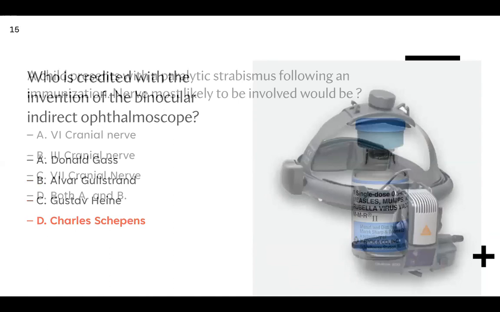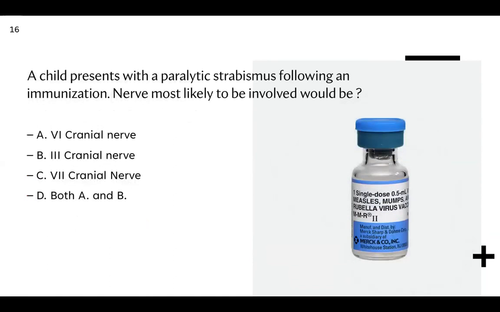Your next question: a child presents with paralytic strabismus following an immunization. The nerve that is most likely to be involved would be A, sixth nerve, B, third nerve, C, seventh nerve, D, both A and B are equally likely to be affected, which means the sixth and the third nerve may be affected. You have one answer that you need to choose. We have 10 seconds to go before the voting is closed. What is your right answer? Enter it and save it.